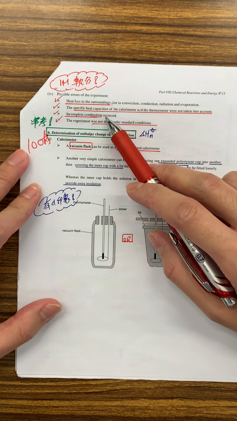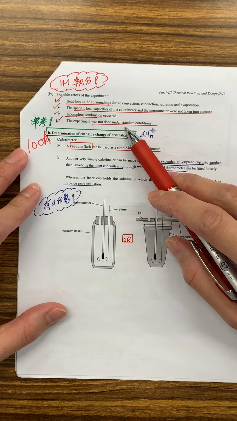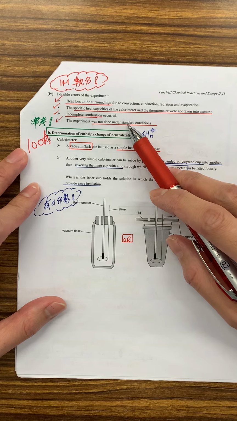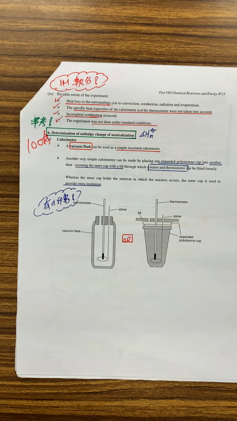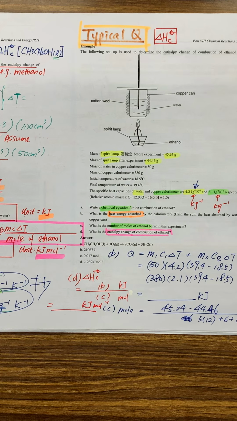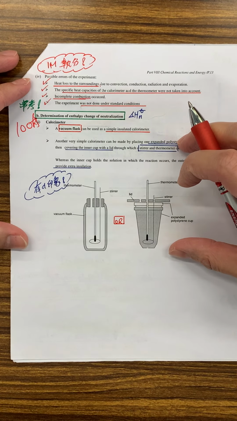Perhaps incomplete combustion may occur, and the experiment was not done in standard condition. If I were you, I would write down the last one and the first one, the most straightforward, because if we conduct the experiment, obviously it is not necessarily under 25 degrees Celsius, 1 atm, especially the temperature. Maybe right now the temperature today is 21 something. Okay, second, this is also very important.